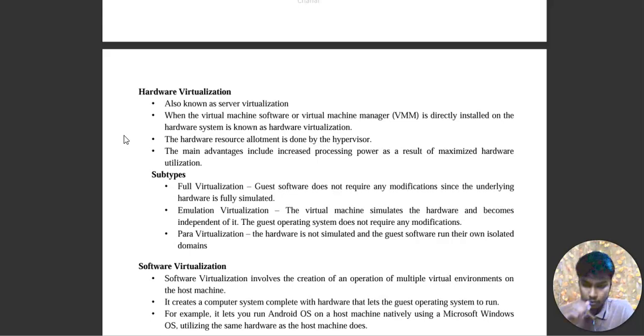Hardware virtualization is also divided into three types, that is full virtualization, emulation virtualization, and para virtualization. What is full virtualization? In full virtualization, the guest software does not require any modification since the underlying hardware is fully simulated. And in para virtualization, the hardware is not simulated and the guest software runs in its own isolated domains.